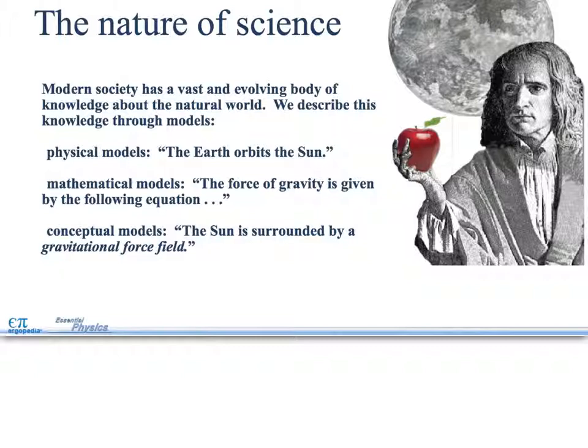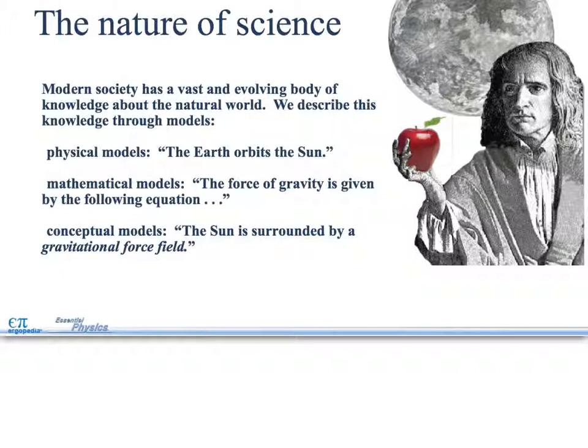The nature of science continued. Modern science has a vast and evolving body of knowledge about the natural world. We describe this knowledge through models. Physical models: the Earth orbits the Sun. We can see this is happening. We used to think that the Sun orbited the Earth. We were able to disprove that through experimentation.